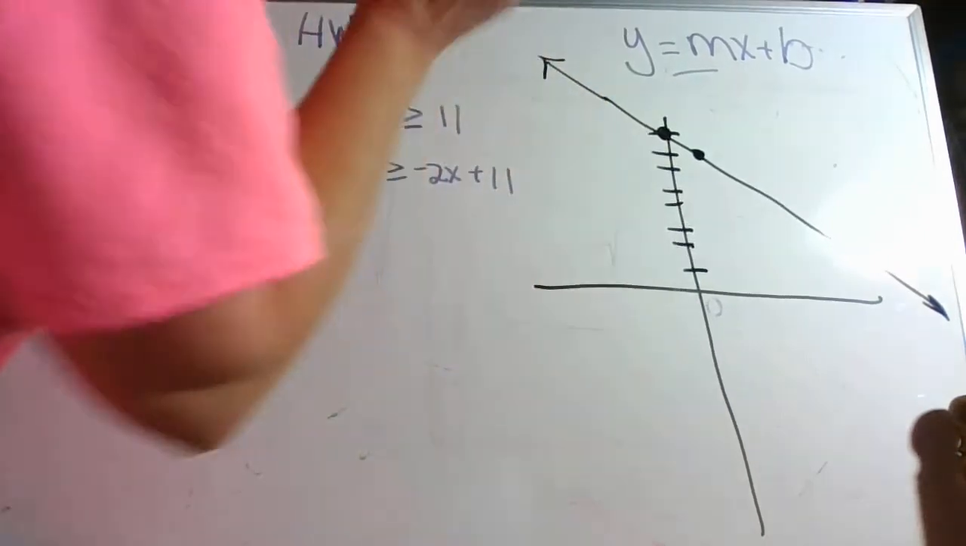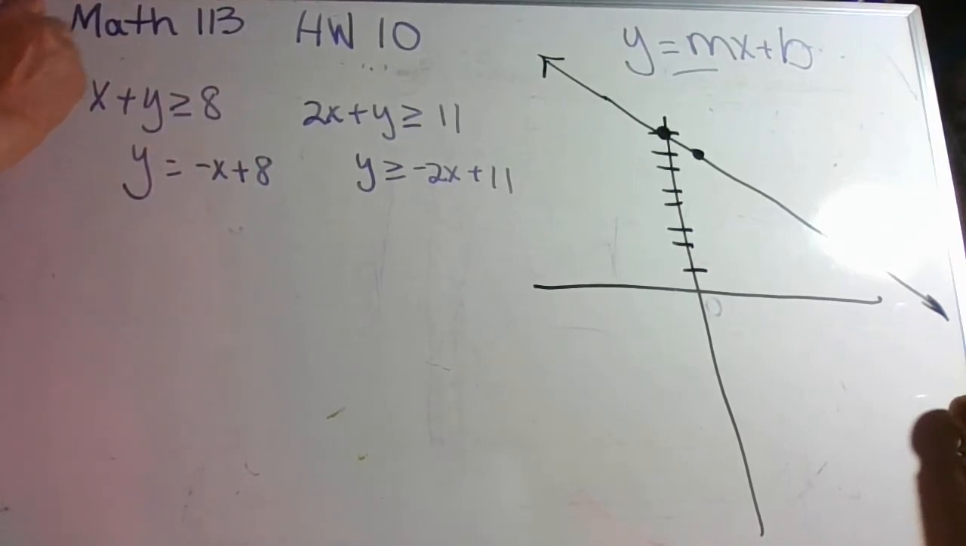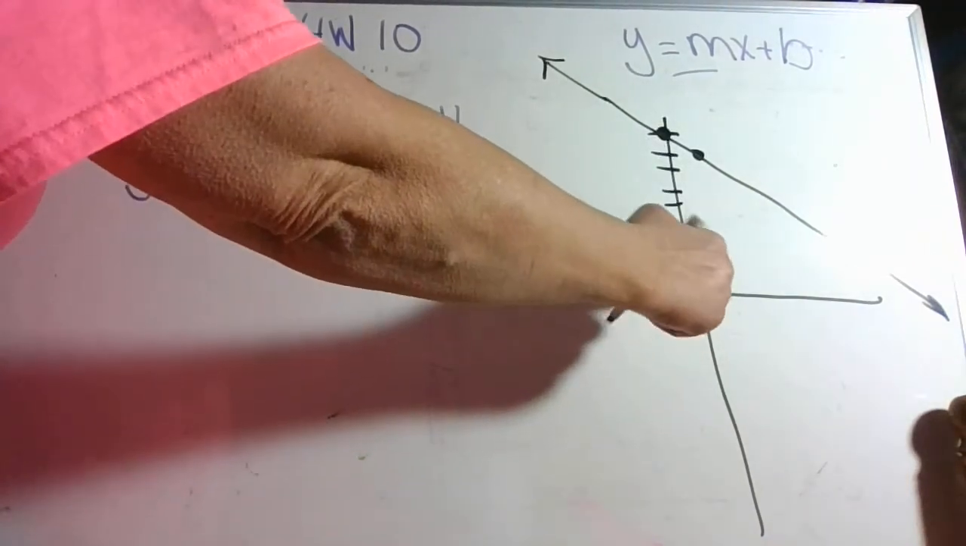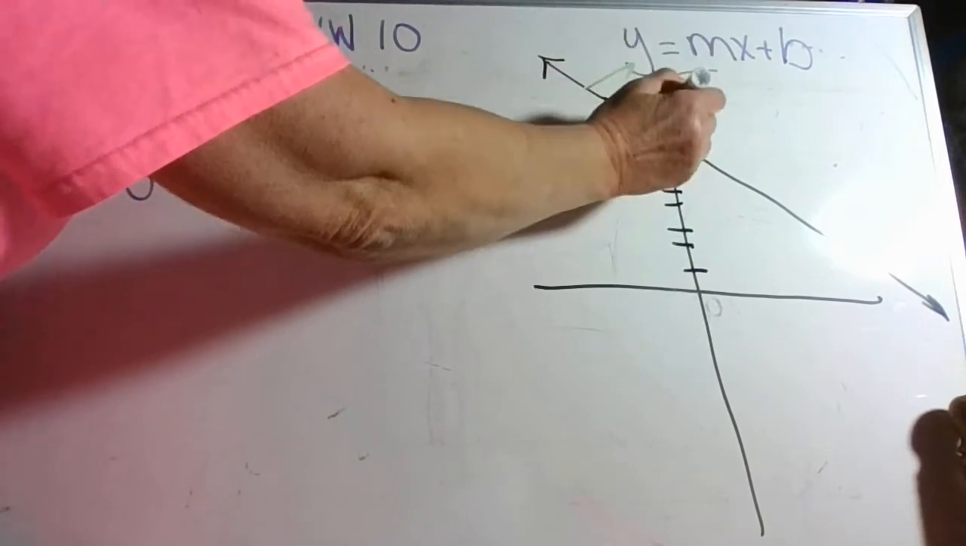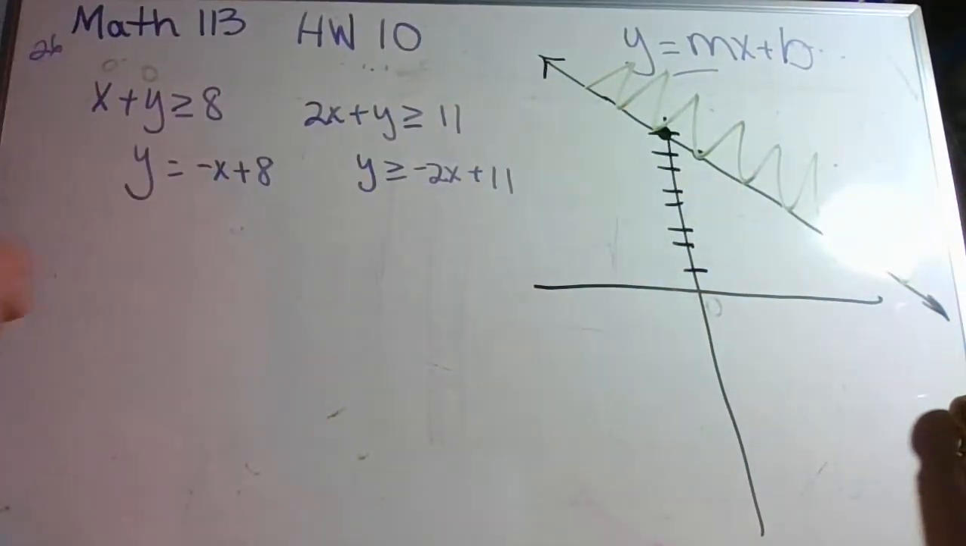Okay, now let's check it and see. Go back over here to my original and substitute in 0, 0. Is 0 bigger than 8? No, it is not. So you do not color in down here where 0, 0 is. You color up here. Okay, let's do this next one.